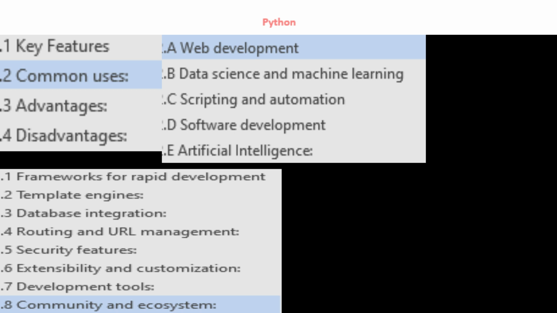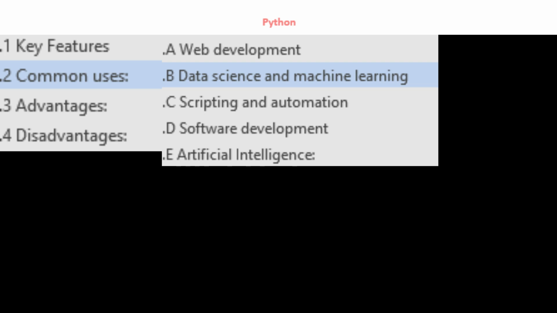Active community. A large and active community contributes to a wealth of third-party packages, plugins, and extensions, enhancing the functionality and usability of these frameworks. Example: using community-contributed packages like Django REST framework for building APIs in Django. Data science and machine learning. Libraries such as Pandas, NumPy, SciPy, and scikit-learn are widely used for data manipulation and analysis. TensorFlow and PyTorch are popular for machine learning.